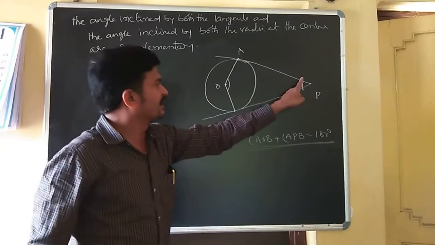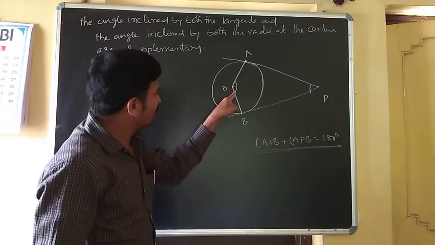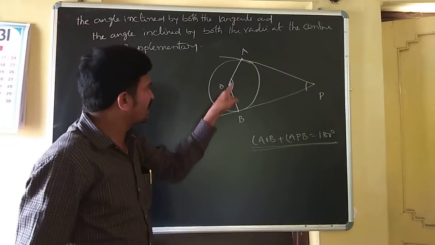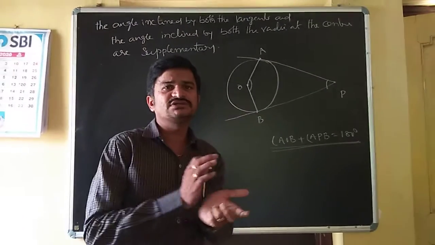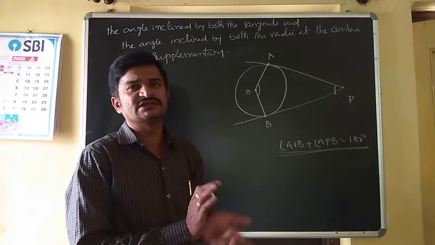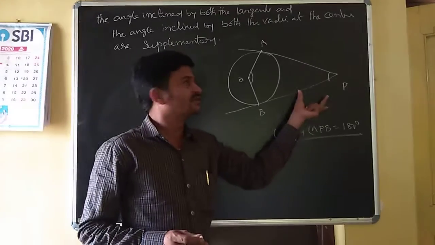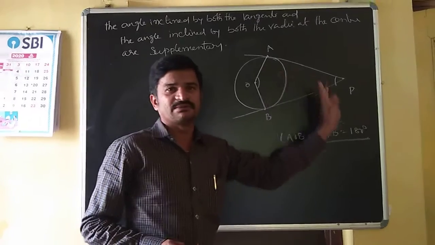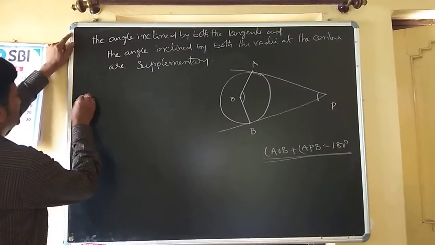This is the angle inclined by the tangents at P, and this is the angle inclined by both the radii at O. This angle and this angle are supplementary. As we all know, supplementary means the sum of any two angles is 180 degrees, then we can say that both the angles are supplementary. So this and this should be supplementary. Now how is it? Look here. Solution.